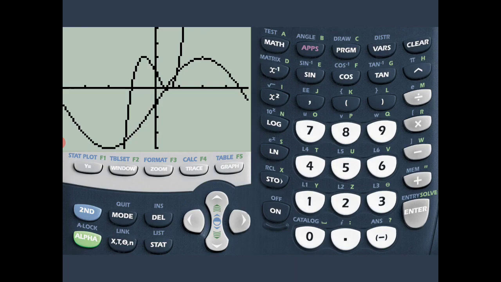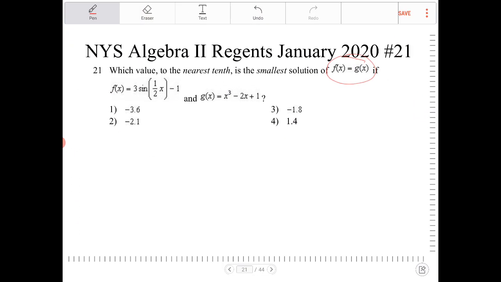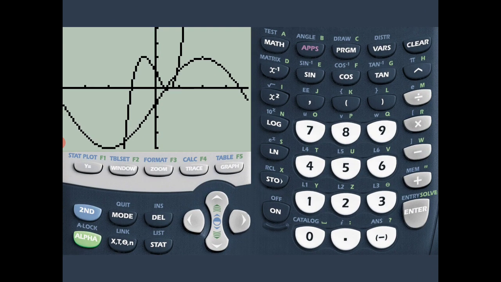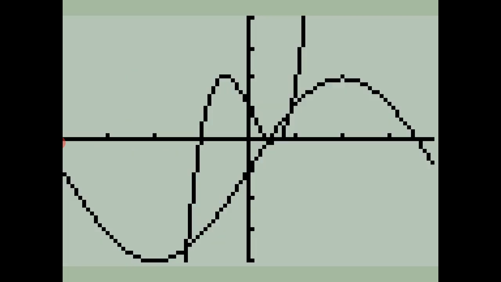Now, I hate to give my opinions on Regents questions, but one thing I dislike about this is they want the smallest solution. Well, what do you mean smallest? We have solutions both in the positive domain as well as in the negative region. Are you talking about the smallest in magnitude? Because magnitude-wise, the intersection on the far left is actually bigger than the magnitude on the far right.